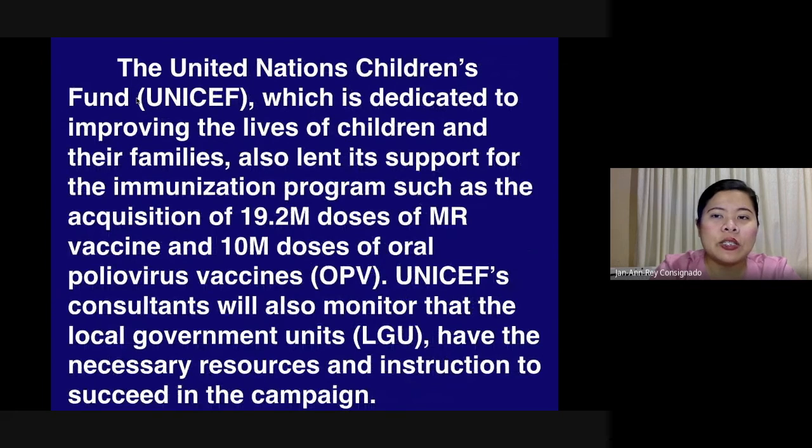The United Nations Children's Fund, or the UNICEF, which is dedicated to improving the lives of children and their families, also lent its support for the immunization program, such as the acquisition of 19.2 million doses of MR vaccine and 10 million doses of oral poliovirus vaccines, or the OPV. UNICEF's consultants will also monitor that the local government units, or the LGU, have the necessary resources and instruction to succeed in the campaign.